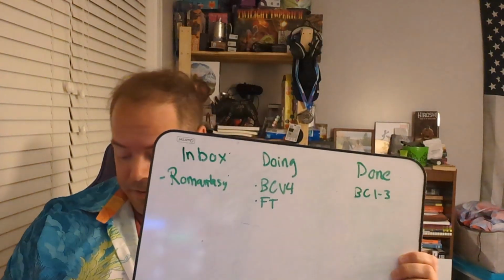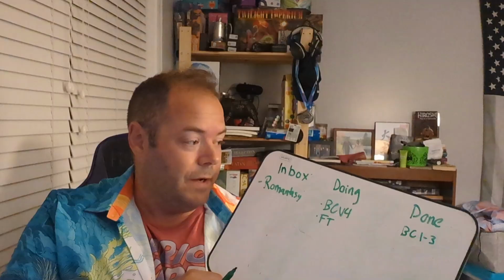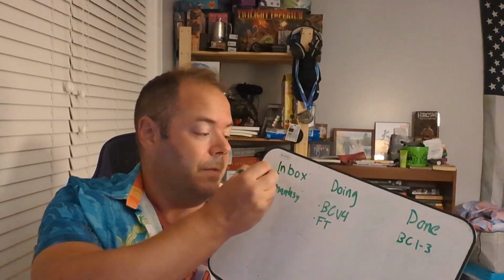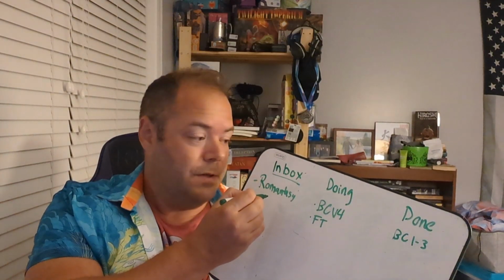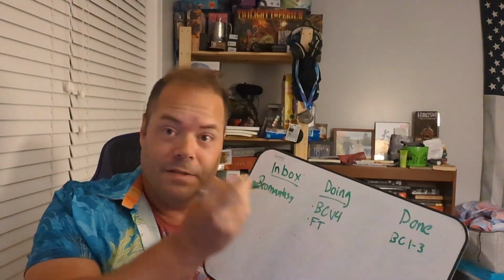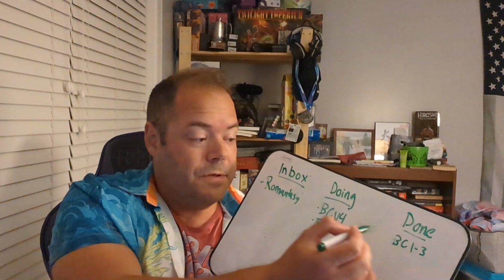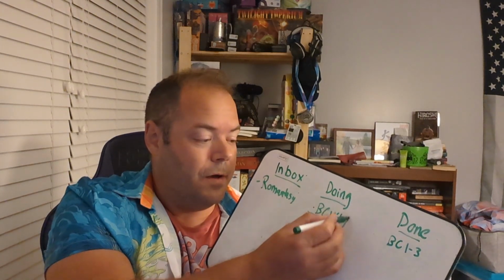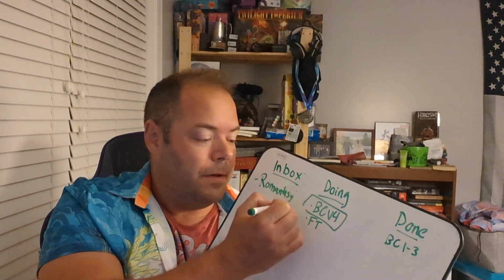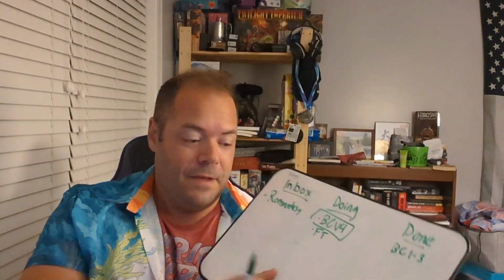All right, so this is my current status, this just happened. This is what's going on right now. So basically, inbox, I'm about to start doing this. I've actually written one chapter of this. Doing, I'm actively working on these two projects. And then done, basically I would just move a card there. So these are the different gradations of my overall projects, right?